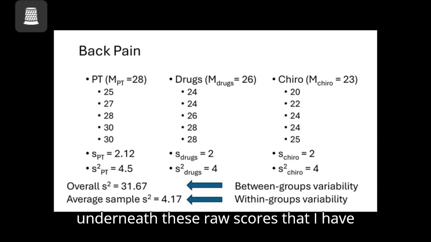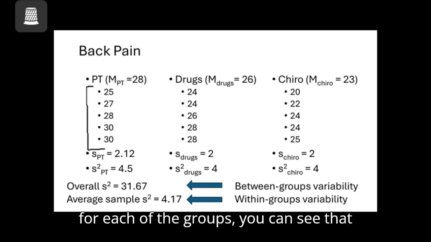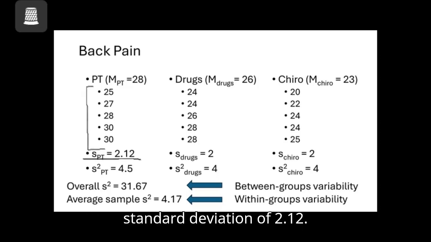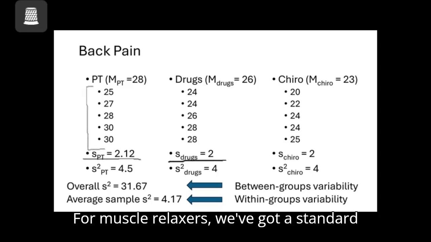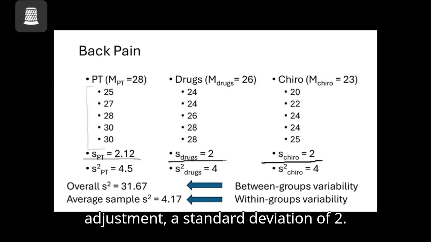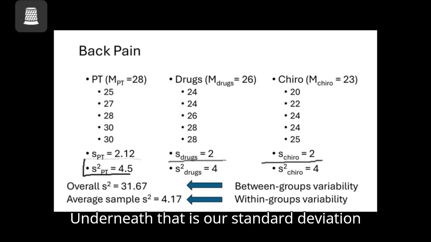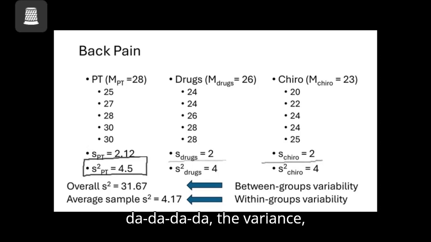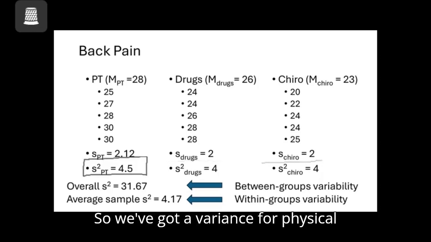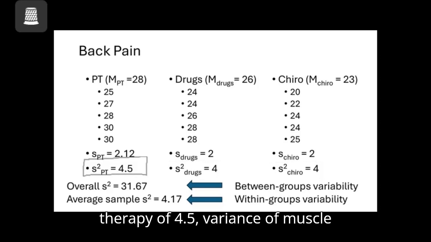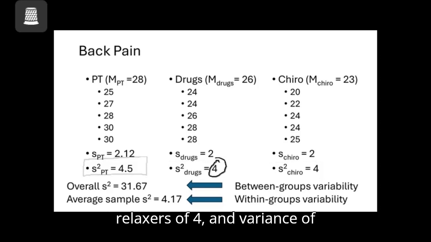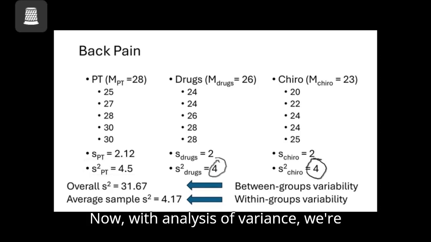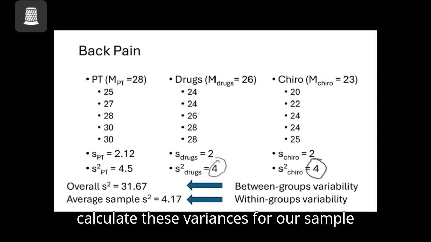Now, underneath these raw scores for each of the groups, you can see that I have the standard deviation for each group. For physical therapy, we've got a standard deviation of 2.12. For muscle relaxers, a standard deviation of 2. And for chiropractic adjustment, a standard deviation of 2. Underneath that is our standard deviation squared, which you will better know as the variance, because we're doing analysis of variance. So we've got a variance for physical therapy of 4.5, muscle relaxers of 4, and chiropractic adjustment of 4.